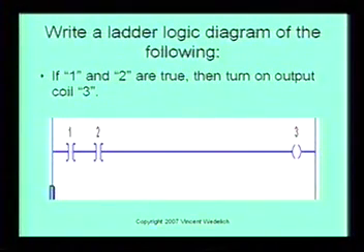Next, we had if 1 and 2 are true, then turn on output coil 3. So again, this is the logical AND gate. 1 and 2 are required to turn on before 3 can turn on.